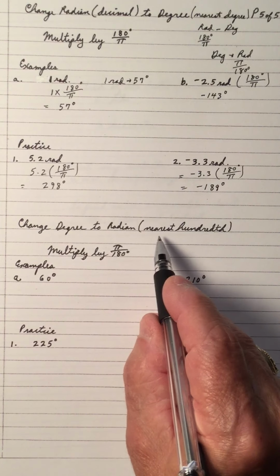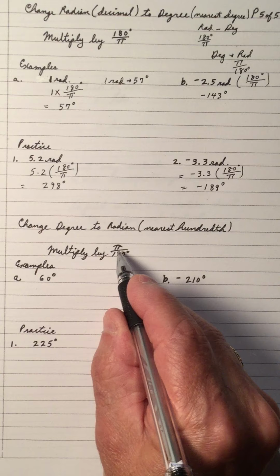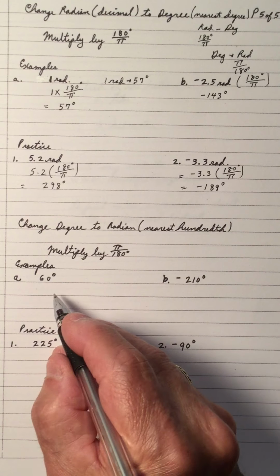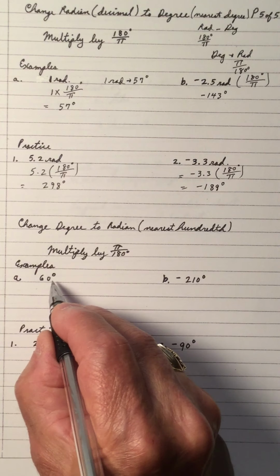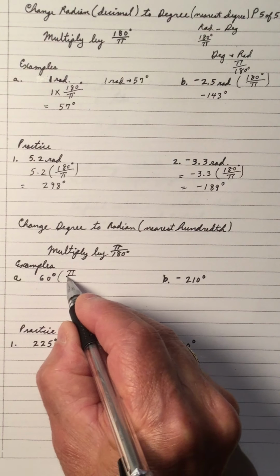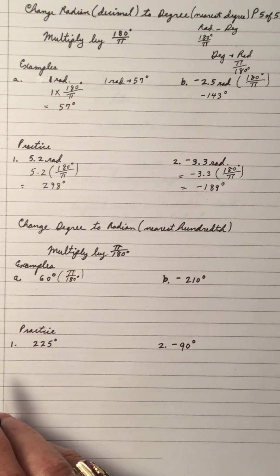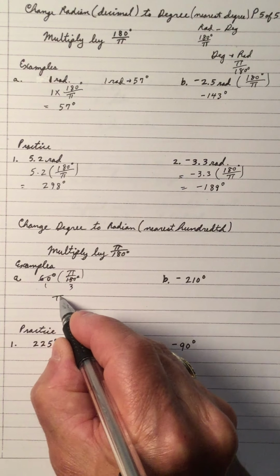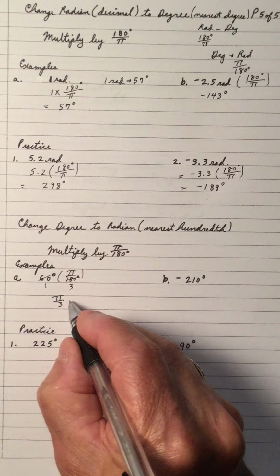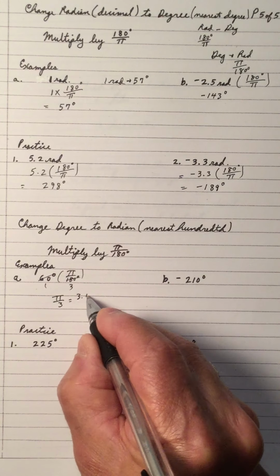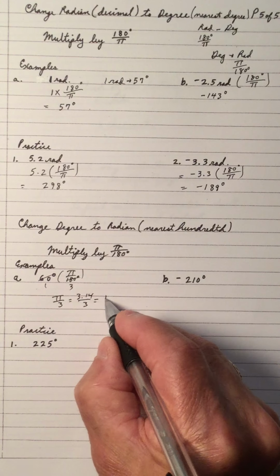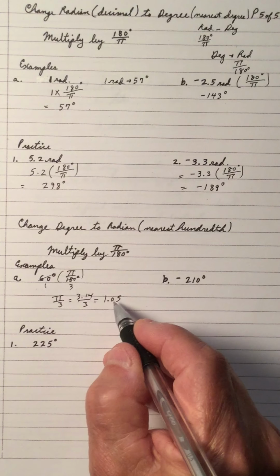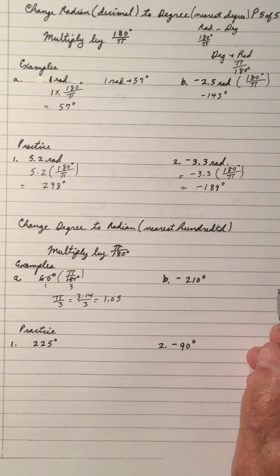To change the degree to a radian to the nearest hundredth, we multiply by pi over 180. Notice 180 over pi, pi over 180. And so 60, we multiply by pi over 180. Now we can use our calculator, or 60 cancels into 180 three times, so that gives us pi over 3. And pi over 3 is 3.14 divided by 3. So we get 1.05 approximately. Or we can take pi and divide it by 3, and we should get 1.05.